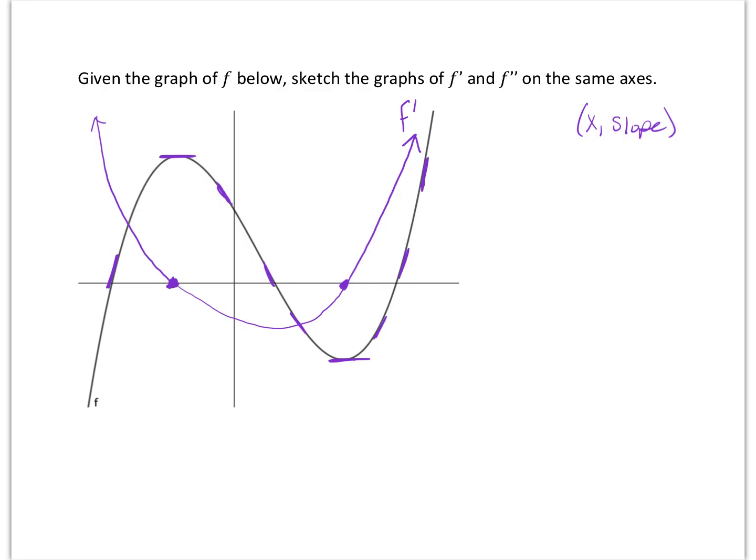And then to graph f double prime, I'm just going to repeat this process where I look at f prime as my f and look at the slopes. So I have a horizontal tangent line about right here. So I'm going to make that a 0 on my graph. Before that horizontal tangent line, my slopes are all negative. And after, the slopes are all positive and just increasing. So it's just something like that.